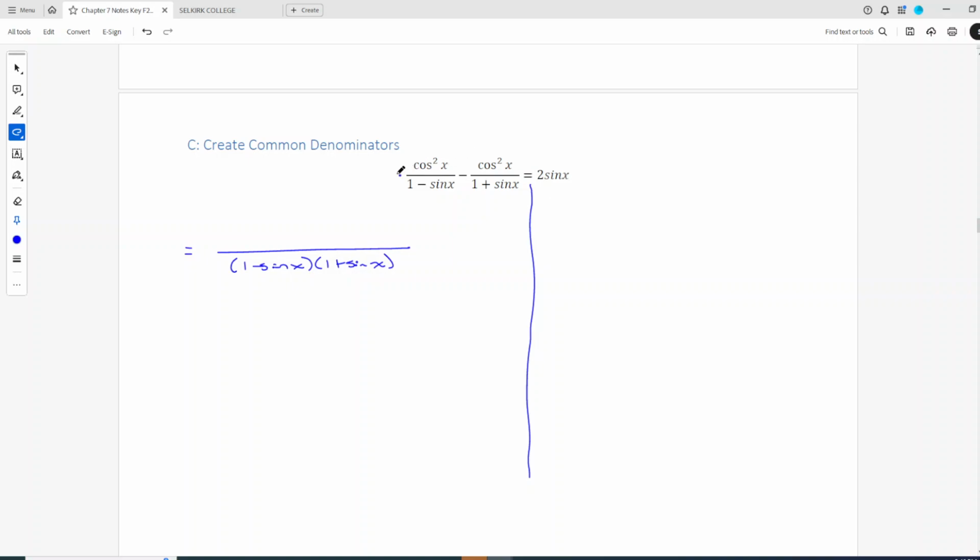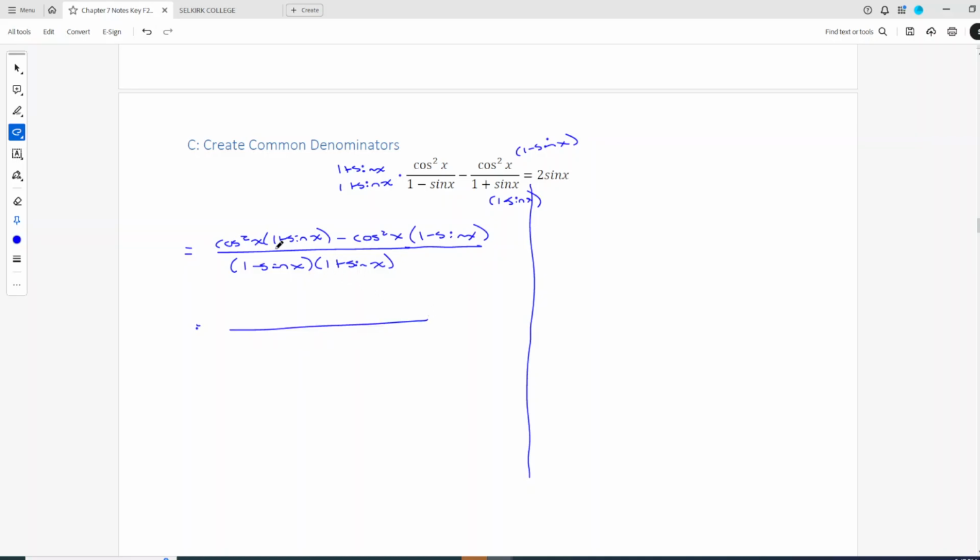How am I going to do that? Well, I'm going to multiply this one by 1 plus sine x over 1 plus sine x to give me cos squared x times 1 plus sine x, and then minus cos squared x, and then this one I have to multiply by the 1 minus sine x over 1 minus sine x. So I get 1 minus sine x on the top. Okay, so now I've created a common denominator, and now I can try to get it into one term that will hopefully simplify to 2 sine x. Well, how am I going to get there?